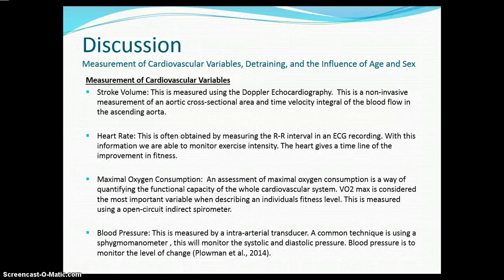Maximal oxygen consumption. An assessment of maximal oxygen consumption is a way of quantifying the functional capacity of the whole cardiovascular system. VO2 max is considered the most important variable when describing the individual's fitness level. This is measured using an open circuit indirect spirometer.